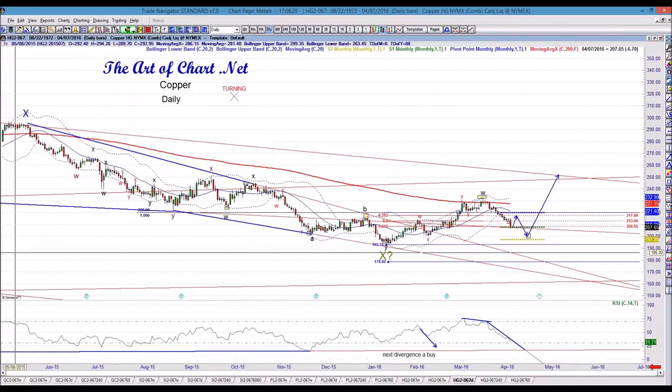Oh, hang on. I've got one more thing. Yeah, sure. One more thing. I've just drawn something in. Yeah, sure. Hold on. Okay, here we go. Sorry, while we're looking, I've been playing around with the copper chart.